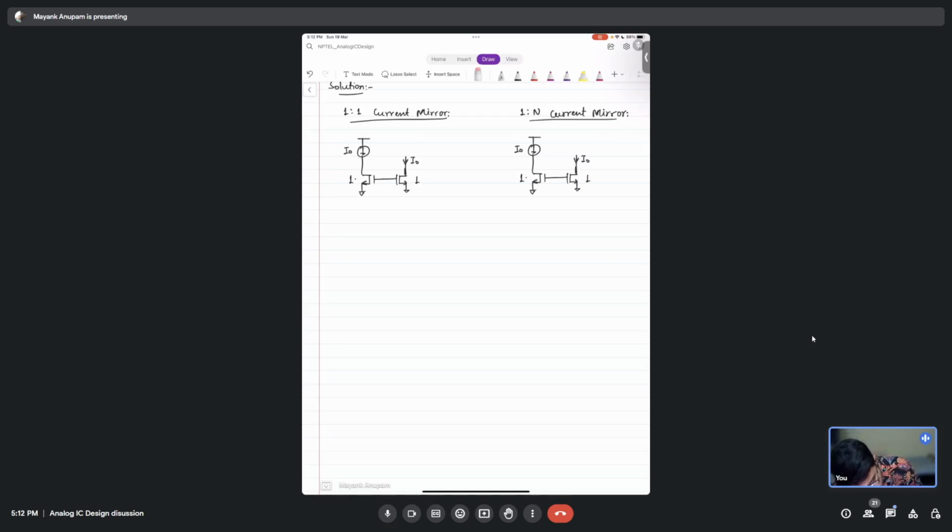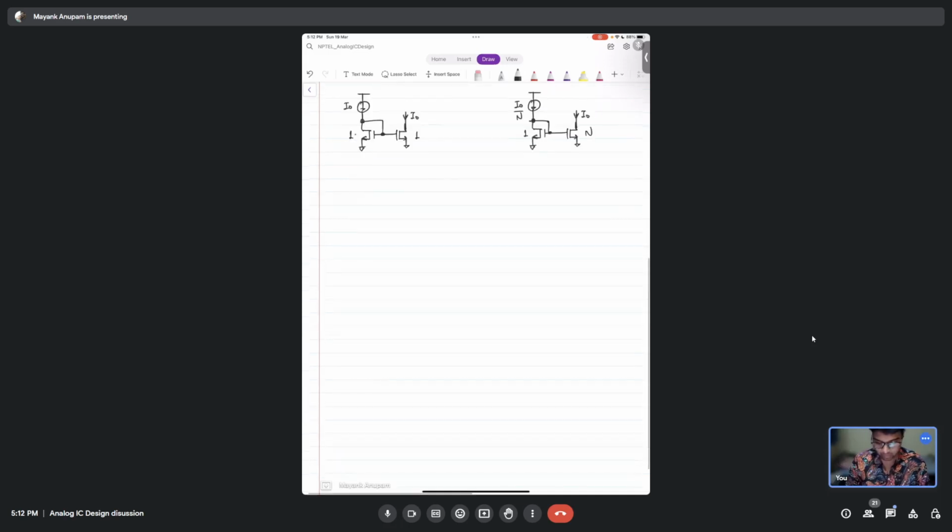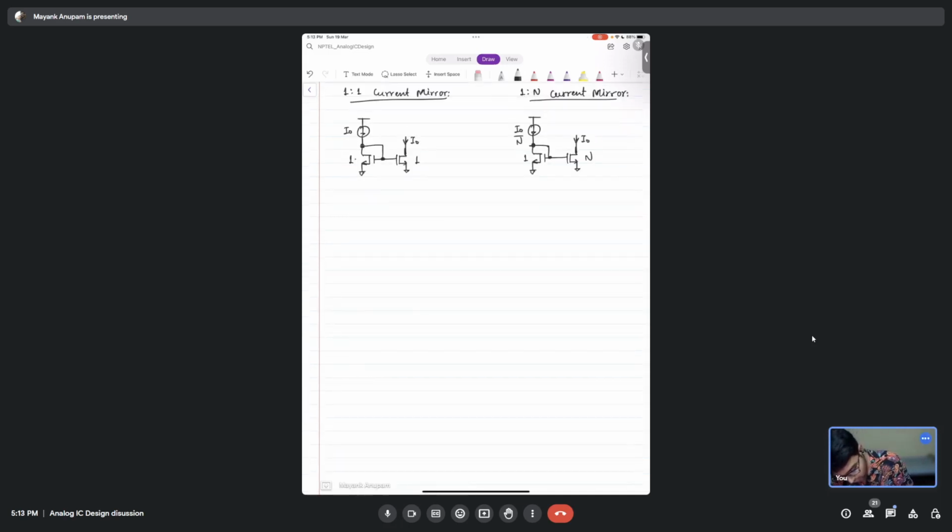Anyway, in this case we have I naught by n current flowing here, and instead of n:1, this is 1:n, okay. By the way, this is diode connected here. Okay, so this is the situation. Now tell me, what will be the power consumption in this? Let's say the power consumption is P.